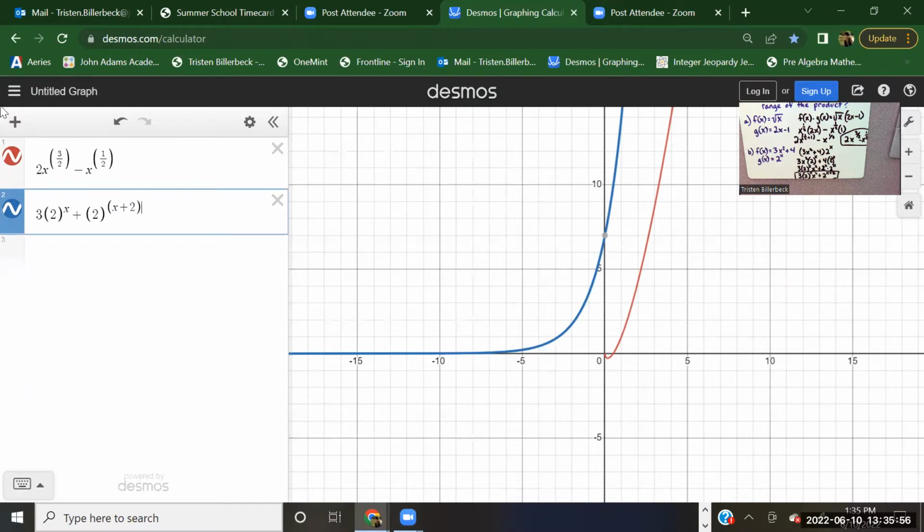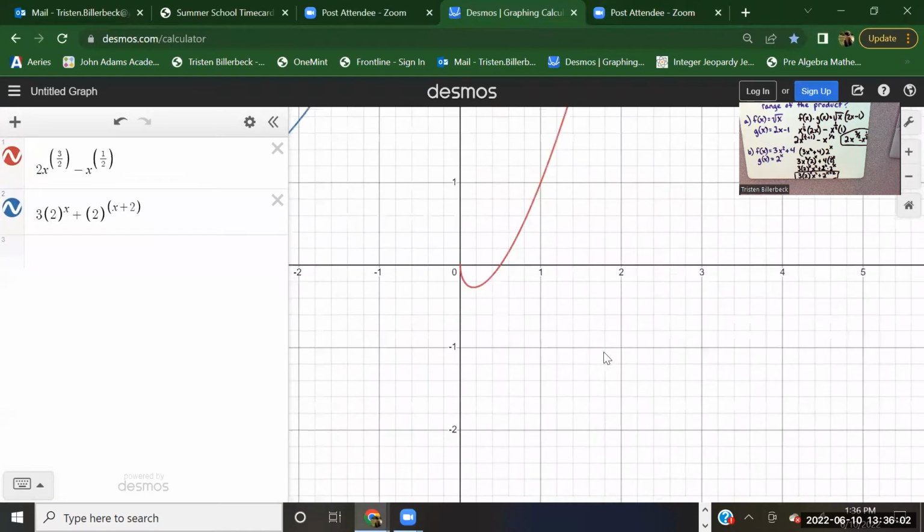Okay, so if we look at the red one, we see our domain starts at 0. So let's look at that, see how the domain starts at 0 and it includes 0. So we would have a bracket there for our domain. So domain will have a bracket at 0, and then it's going to go off to infinity.